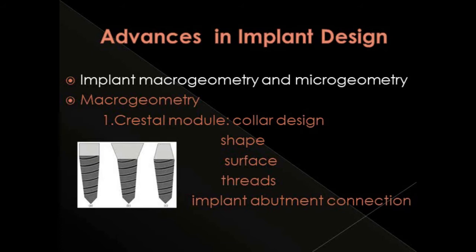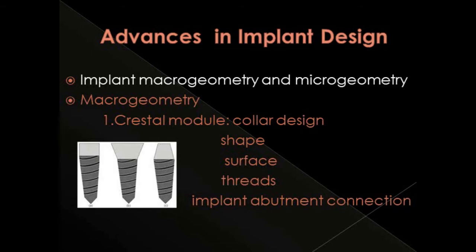So the first part that comes under macrogeometry is the crestal module. This is the portion of the implant that engages the crest of the bone. As you can see in the picture, this is the crestal module, and it can be described under the following features, that is the collar design. The collar design can be of three types. First one is the straight or parallel sided, the divergent or flared one, and the convergent or tapered one. So that is the collar design, and based on shape it can again be a straight design or scallop design.